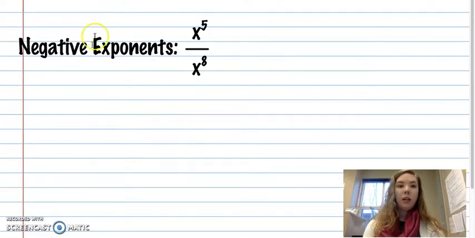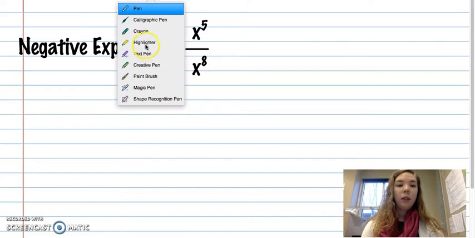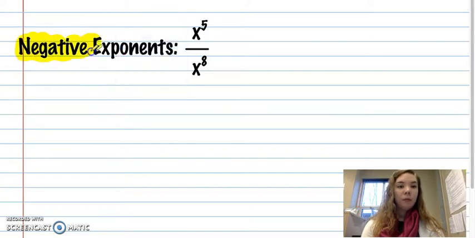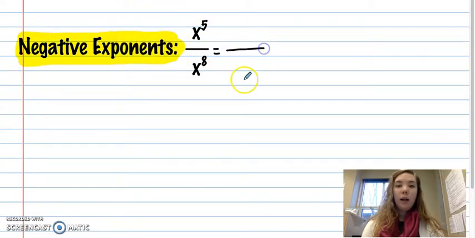Negative exponents, again, I think it would be wise if you label here. We learned last week and we reviewed yesterday that for this type of problem, you would say, I have more x's on the bottom. Then if you do 8 minus 5, you get 3. So that's what this would be.